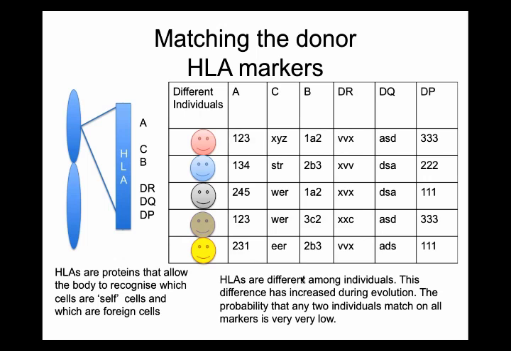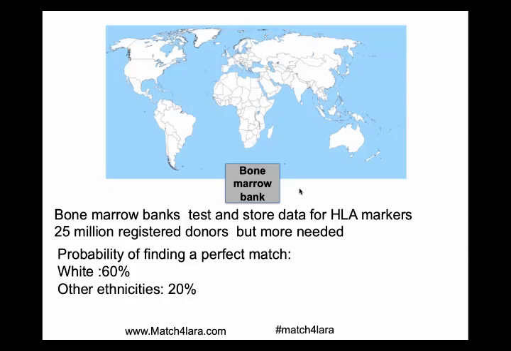Now, the problem is that there are many of these markers. Only some are shown here, and this table is just an example, they're not real numbers. It's just to indicate that each individual will have a different variation for each marker. So the probability that any two individuals can be donors for each other is extremely low.